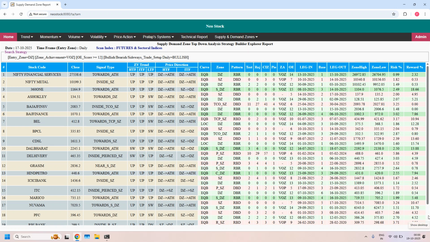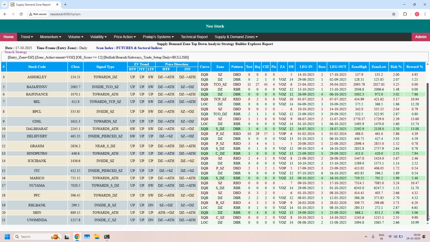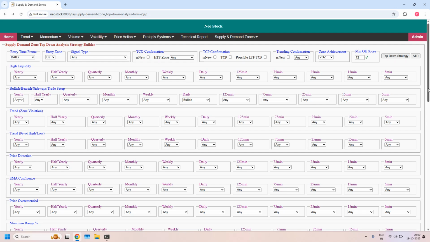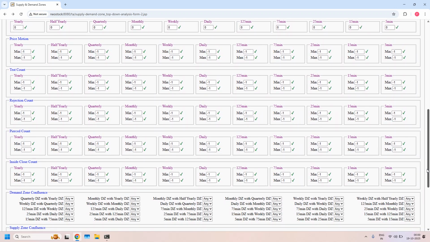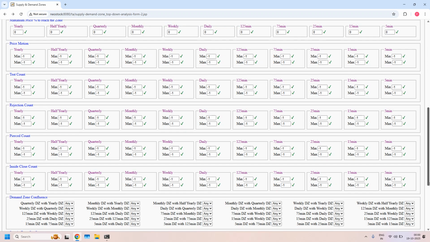Scrolling the list down, a total of 21 stocks are filtered. Out of these 21 daily demand zones, let us identify high probability trade setup zones. The first strategy should be LTF and ITF demand zone confluence. After that, ITF demand zone with ITF EMA confluence.